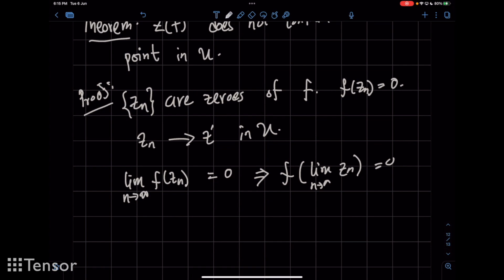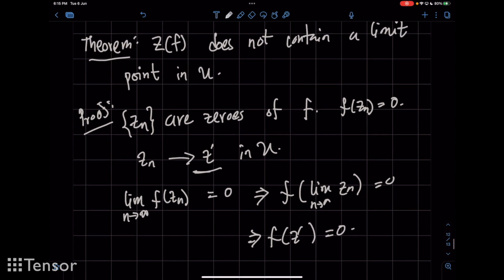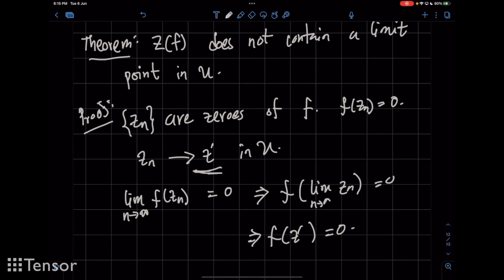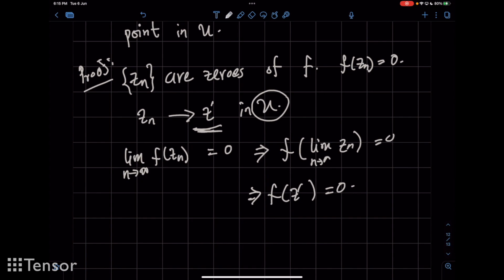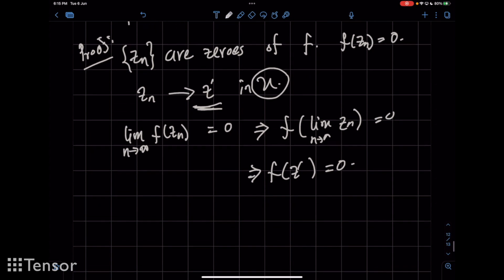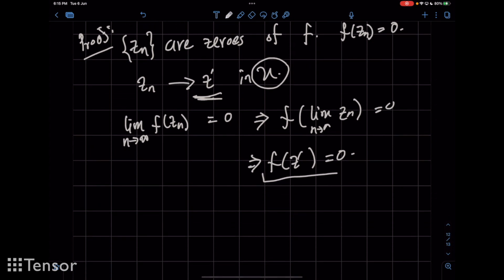And what is the limit of Zn? The limit of Zn is Z prime. So we have f of Z prime equals 0. And also, we have assumed that Z prime is in U, and f is holomorphic on the set U. So f is also analytic as well. We don't need analyticity, though.